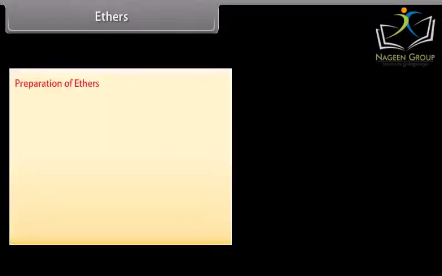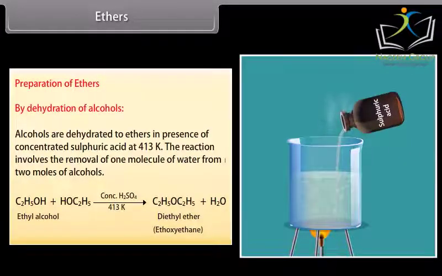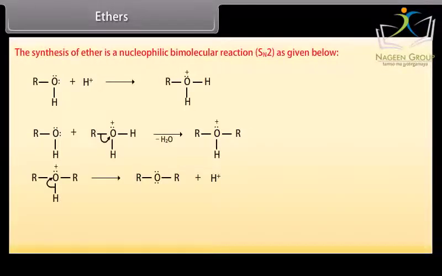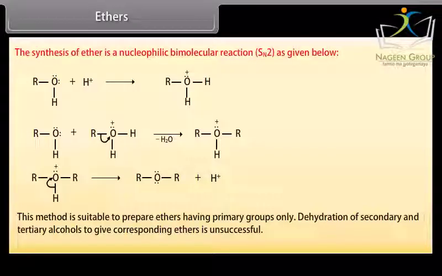Ethers. Preparation of ethers by dehydration of alcohols. Alcohols are dehydrated to ethers in the presence of concentrated sulfuric acid at 413 Kelvin. The reaction involves the removal of one molecule of water from 2 moles of alcohol. The synthesis of ether is a nucleophilic bimolecular reaction as given below. This method is suitable to prepare ethers having primary groups only. Dehydration of secondary and tertiary alcohols to give corresponding ethers is unsuccessful.